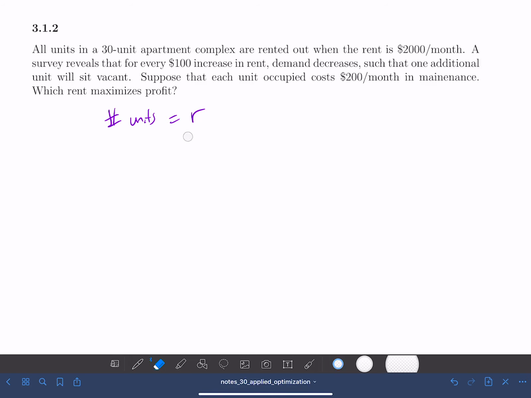No, I think that's a mistake. I think the number of units should be X, because I also saw that there's this rent. There we go. I just started naming things. I'm having a hard time drawing a diagram.